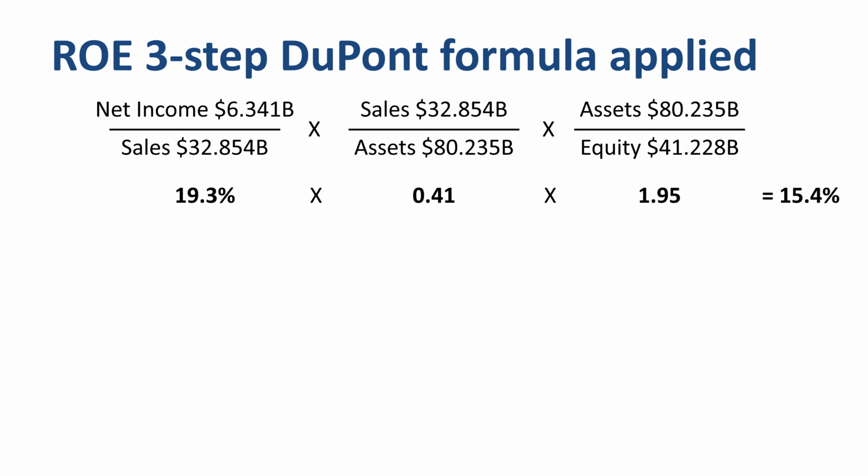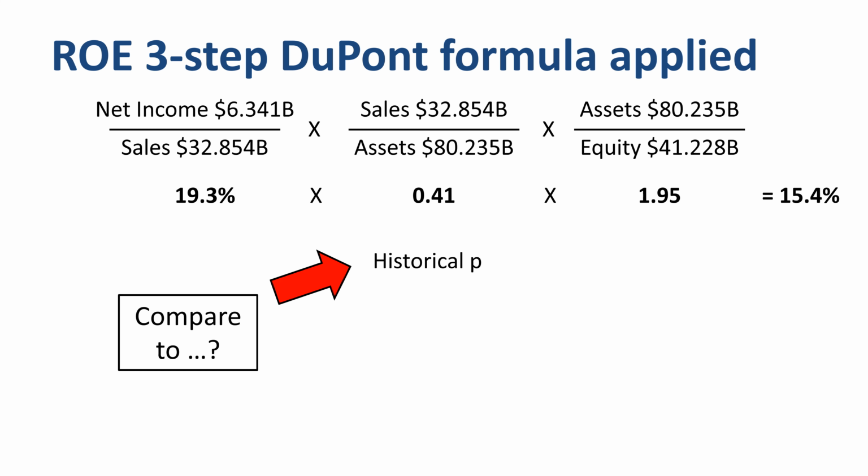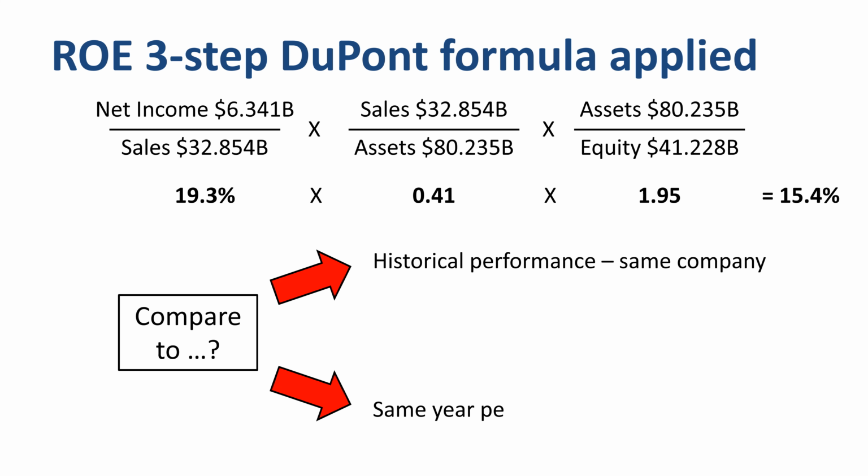So is that good or bad? How do these numbers compare? How do we interpret this DuPont analysis? You have two choices here. Either compare the ratios to the historical performance of the same company or to the same year performance of a competitor. In this video, we take the first route. We will compare return on equity and its components over the years.